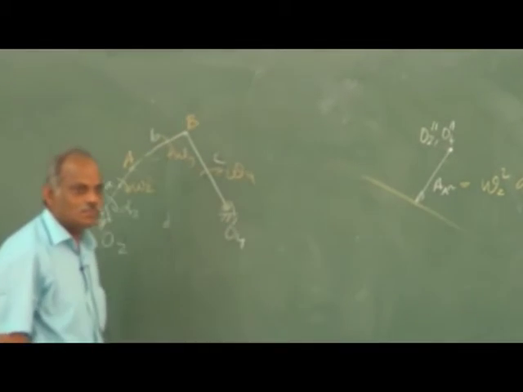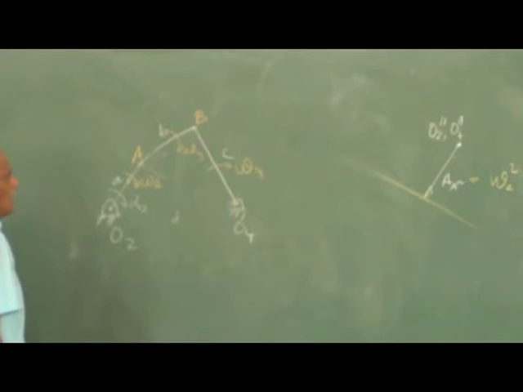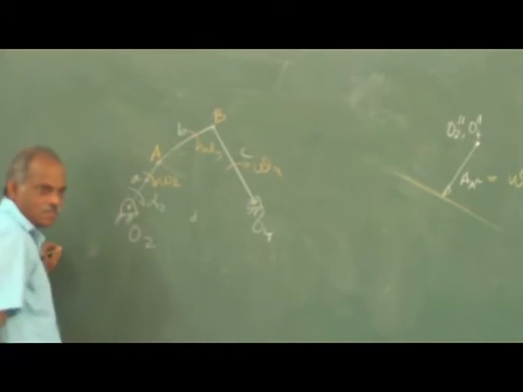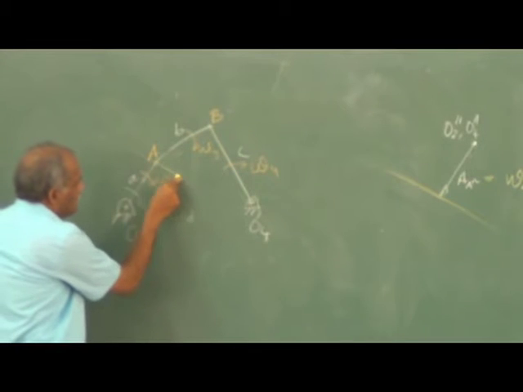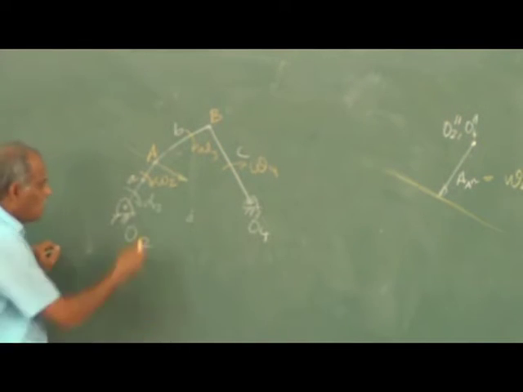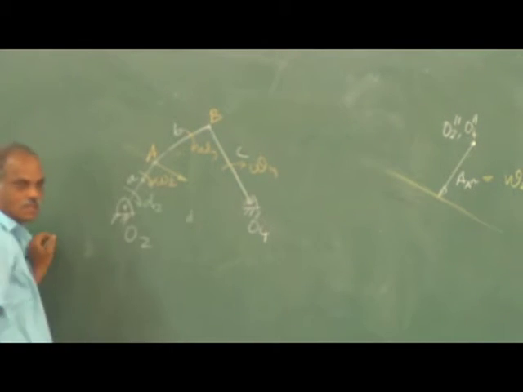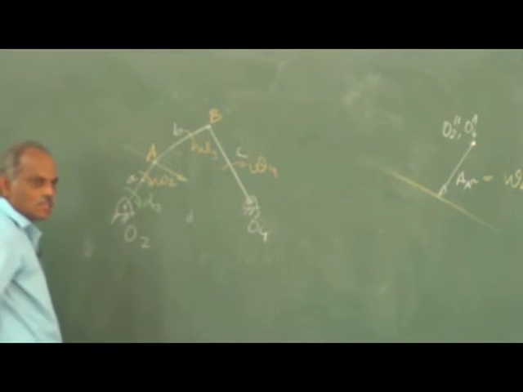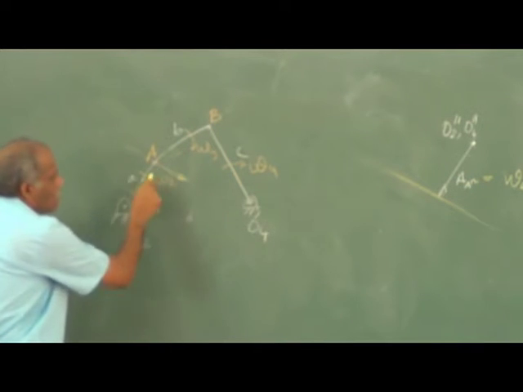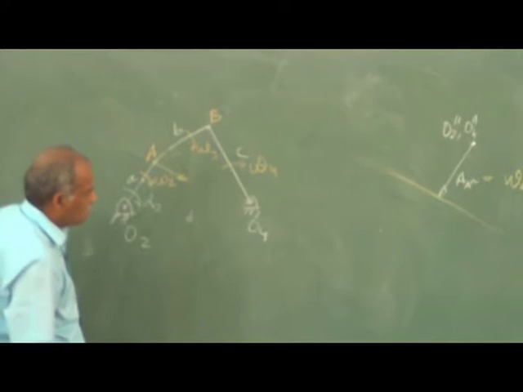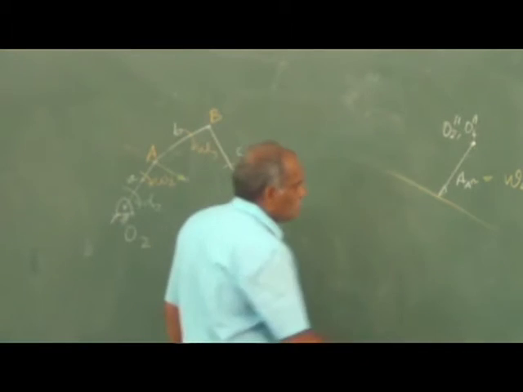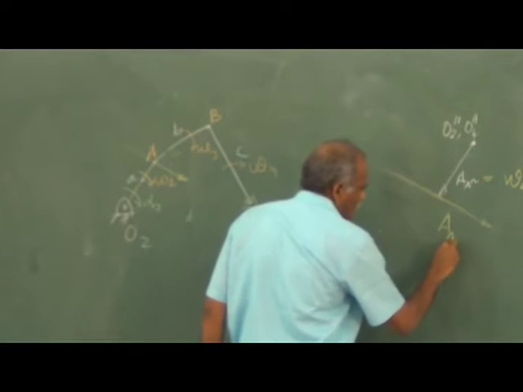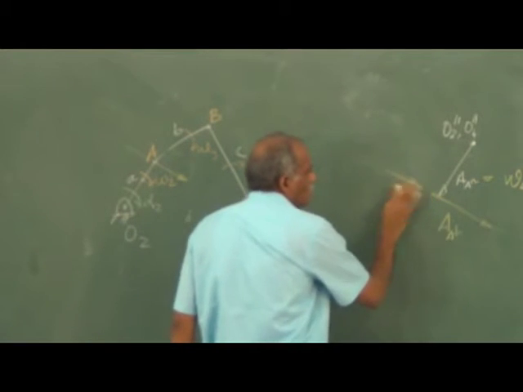It will be perpendicular, and its direction is given by the alpha. If the alpha is like this, your acceleration will be like this. If the alpha is reversed, the acceleration will be like this. So alpha is here, it is clockwise direction. This will be my direction of the tangential component. So this is the direction. This I will say acceleration of A tangential component.